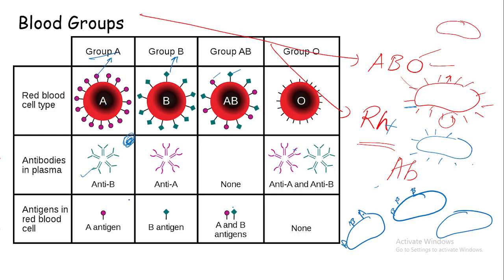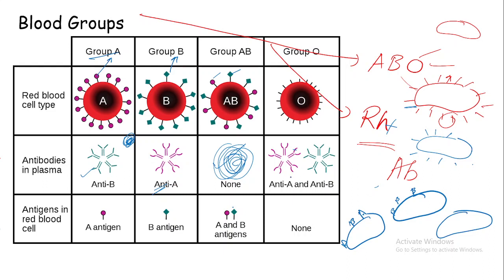Coming to the next part. A person with blood group B has antibody A produced in his blood. They are already present in the plasma. A person with blood group AB has no antibodies, so he can receive blood from anybody without any reaction happening. So he is a universal recipient.